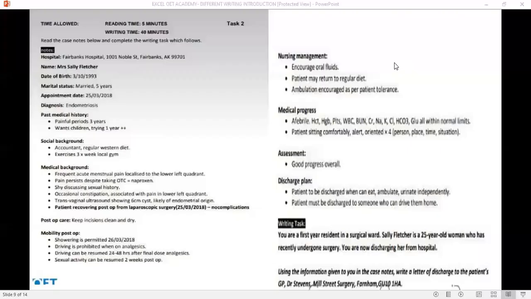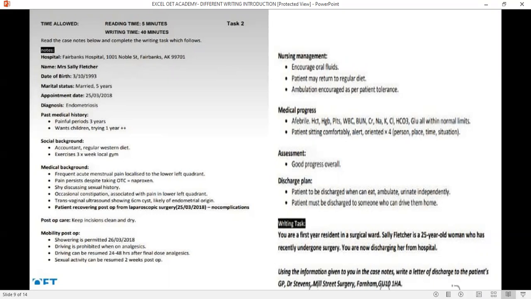Okay, so I was asking, what kind of letter is this? Discharge. Okay, so this is a discharge letter. All right.